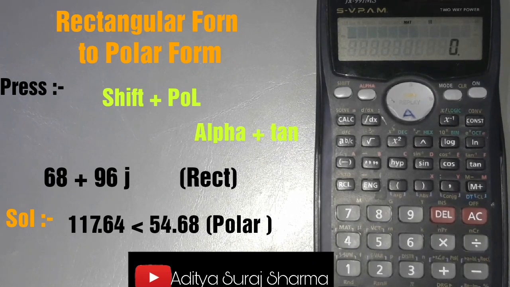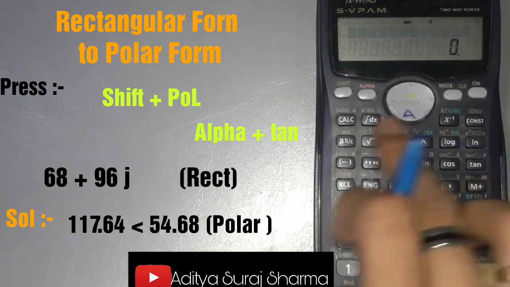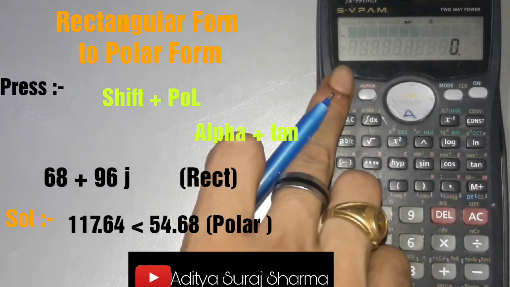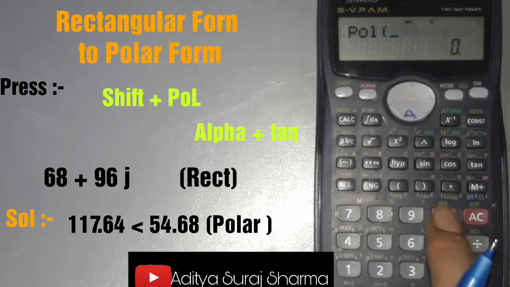Hello friends, in this video we will learn how to convert rectangle to polar and then we convert polar to rectangle. Our first example is 68 plus 96j. In this, 68 is the real part and 96 is the imaginary part. In our calculator, first Shift then Pol, because we are changing to polar.